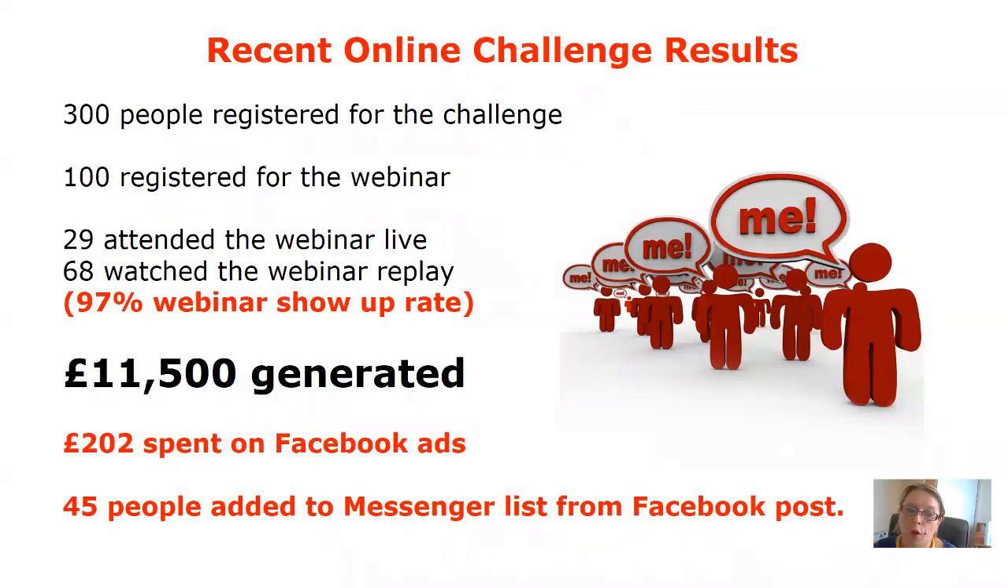£11,500 in sales, up from an ad spend of £202, and 45 people joined my Messenger list through promoting the challenge. So 180 of that £202 was spent promoting the challenge to my remarketing audiences. Right? So, 300 audience, and in effect 100 at the end, because I'll talk about the audiences that you promote to after the webinar in a minute. But you don't need huge numbers, and it makes a big difference when you have a good relationship with your audience.